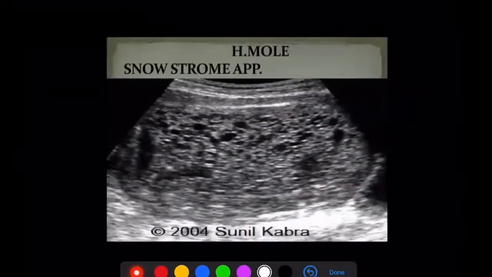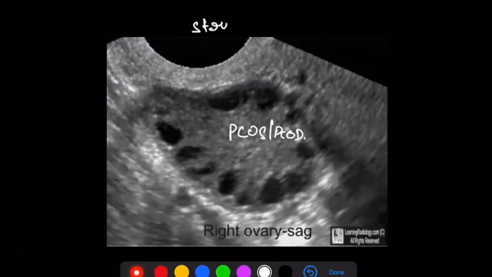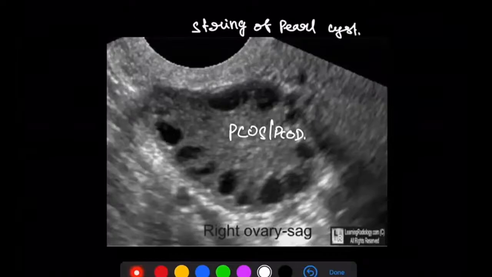Snowstorm appearance is seen with hydatidiform mole. So with a H mole or hydatidiform mole, we can have the snowstorm appearance. PCOS, or PCOD. And what is the name of this appearance? String of pearls. String of pearl appearance on an abdominal radiograph is small bowel obstruction. In PCOS, the string of pearls is cysts on the ovaries.